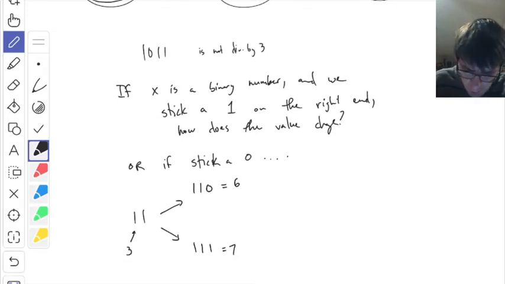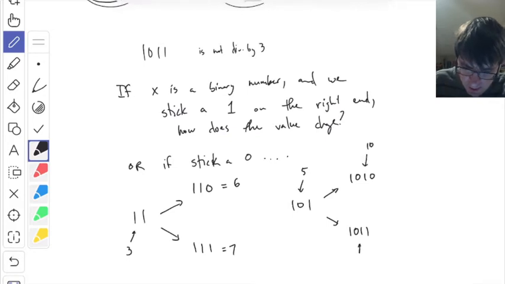That was one example. What if I did 101? This is the number 5. And if you add a 0 on the end of it, it becomes 1010. And if I add a 1 on the end of it, it becomes 1011. This is 10. This is 11. Can anybody see a pattern here?